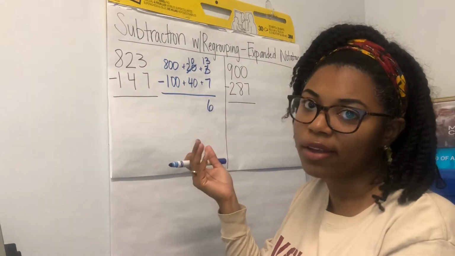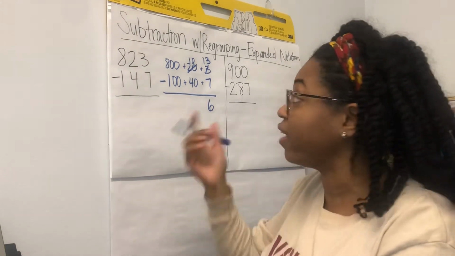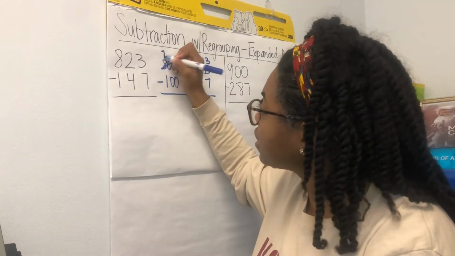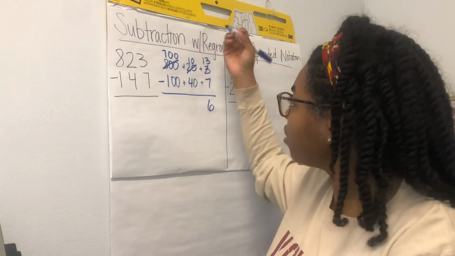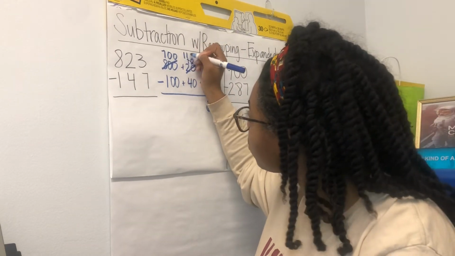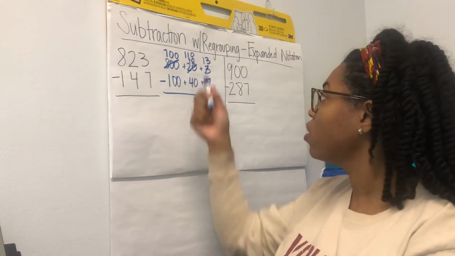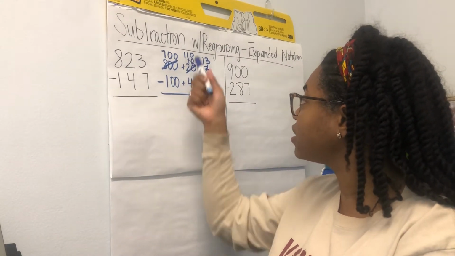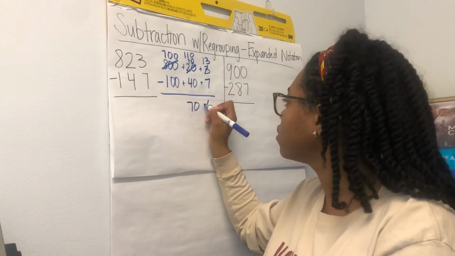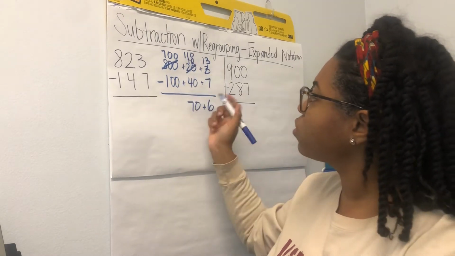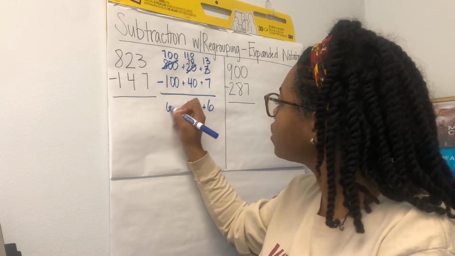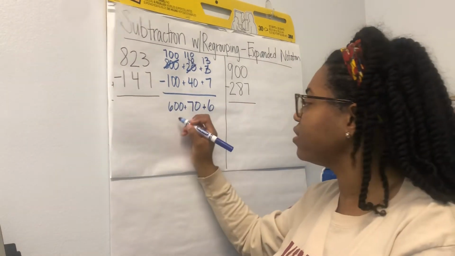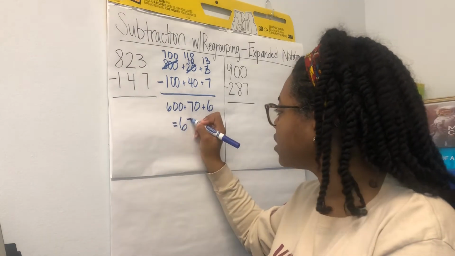I can't do that. I don't have enough, so I need to regroup again. So I'm going to break up 100 here. That's going to leave me 700. I'm going to add 100 over here. Now I have 110. Now I have enough to subtract. 110 minus 40 is 100 minus 40 is 60, plus that 10 is 70. 700 minus 100 equals 600. So now I'm going to add these all up to put it back into standard form, which equals 676.